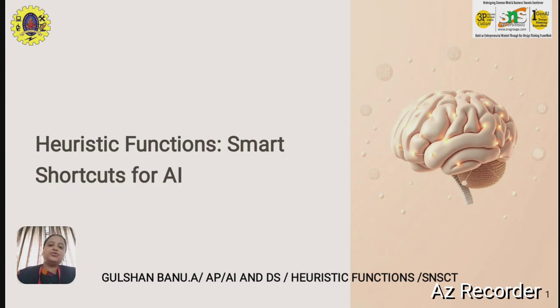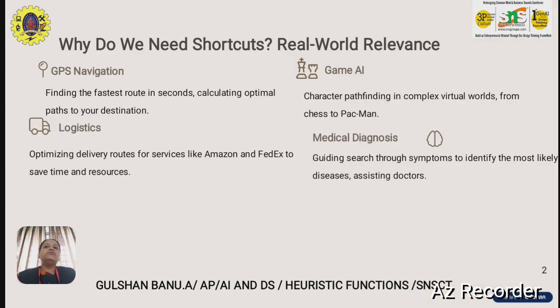As a continuation of heuristic searching strategies, I am here to present a new topic called heuristic function. What are the smart shortcuts for AI? These are the smart shortcuts for AI. As we already discussed, heuristic is one of the processes used for searching. The heuristic function is used for finding the minimal path cost, which is used for finding the solution from the actual node to the goal state.